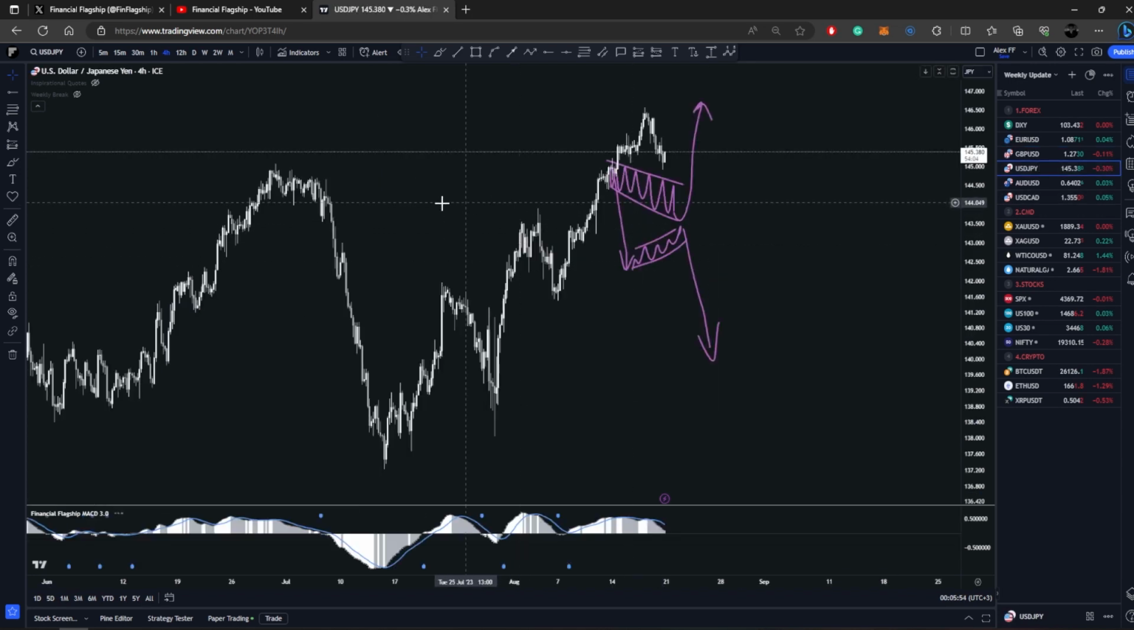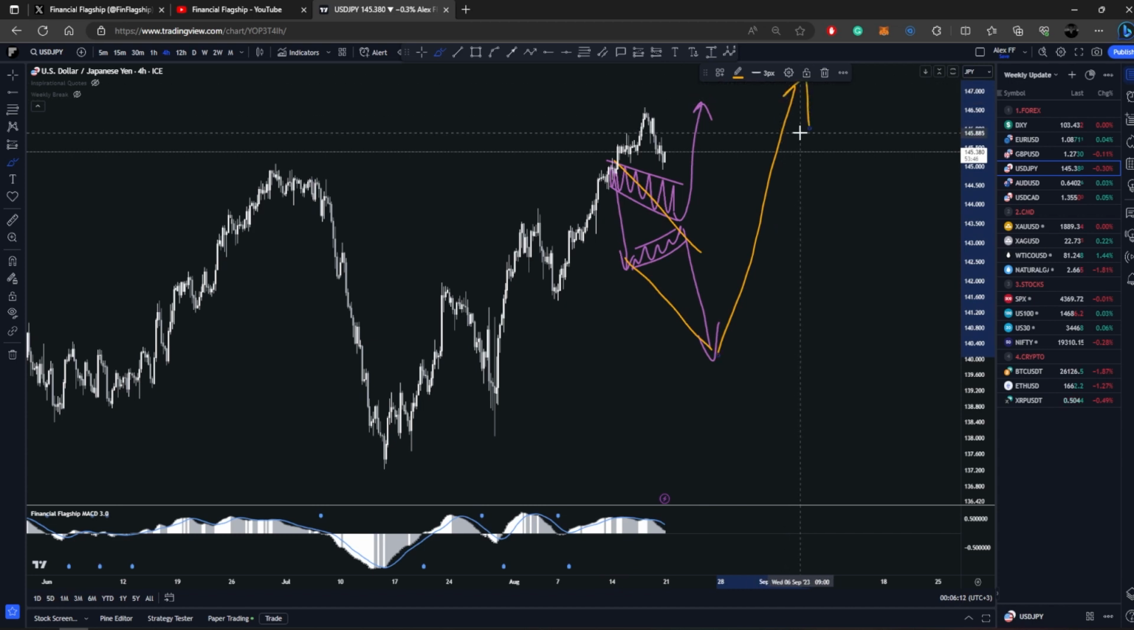For dollar yen, as you can see, we're expecting two scenarios. The first one was a consolidation and then more continuation towards the upside, and the second one was a drop that could have been a deeper corrective structure here before we moved up, if you remember from the previous week.